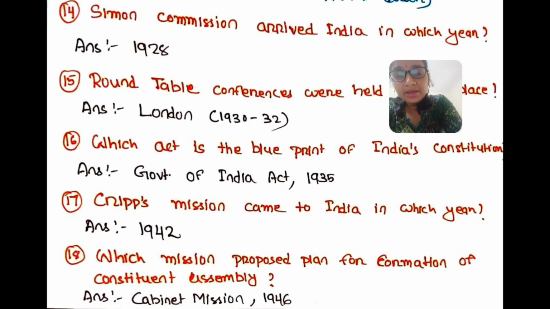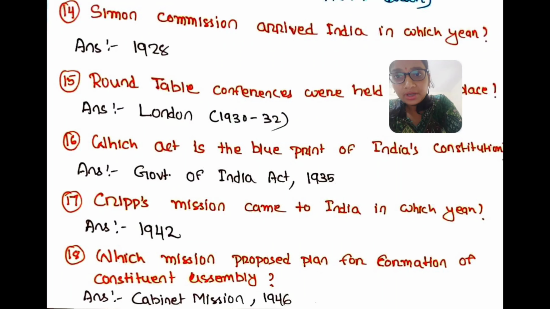Simon Commission arrived in India in which year? It is 1928. It was formed in 1927 but arrived in India in 1928. Round table conference was held in which place? It was held in London from 1930 to 32. And which act is the blueprint of India's constitution? The Government of India Act of 1935 acts as a blueprint of India's constitution.